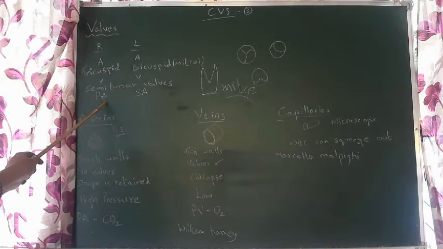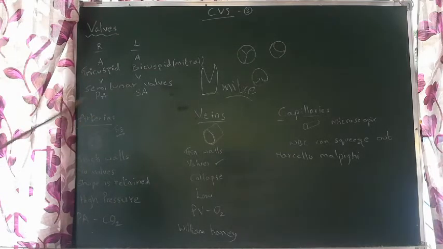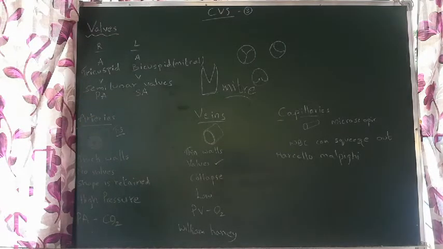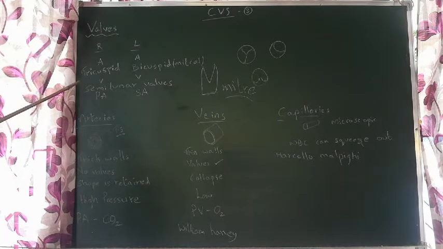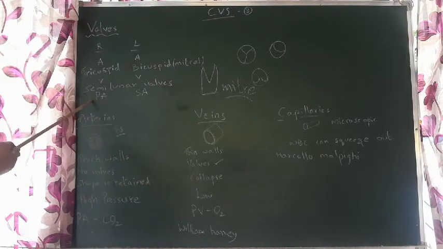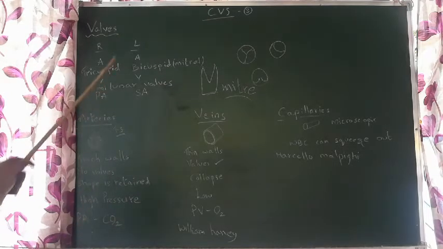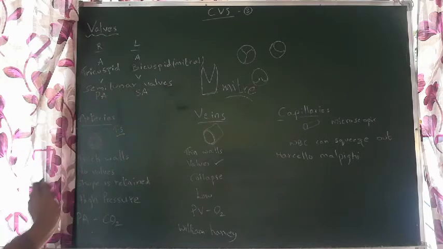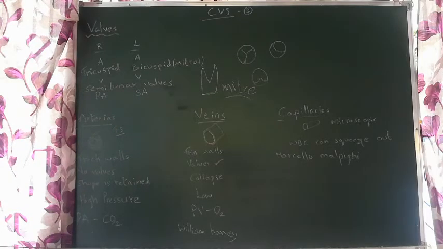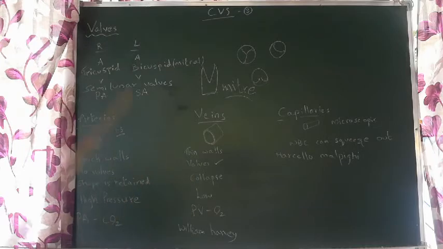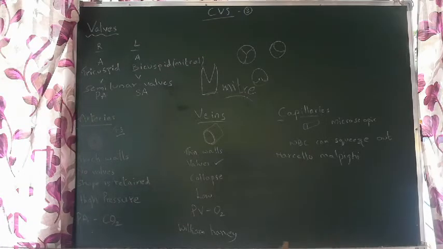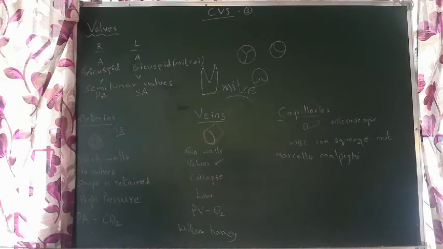Pulmonary artery means the artery which carries impure blood to the lungs to purify it, right? So in between the right ventricle and pulmonary artery there is a semilunar valve, and also in between the left ventricle and the systemic artery or aorta. Aorta, A-O-R-T-A. It is also called the systemic artery. Why? Because from the heart, blood is carried to all the body systems. That's why it is named like that, systemic artery.